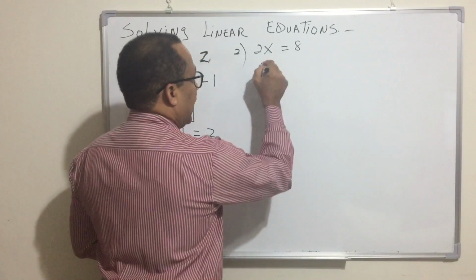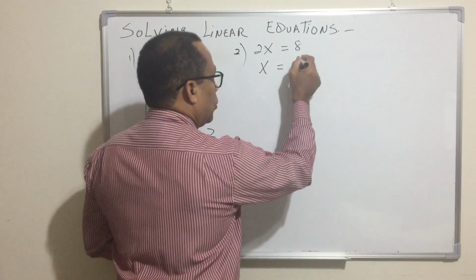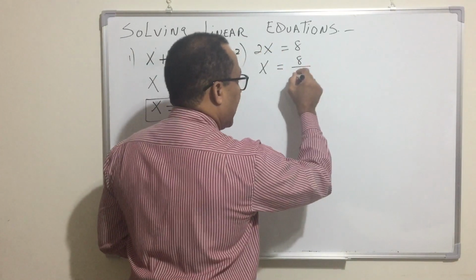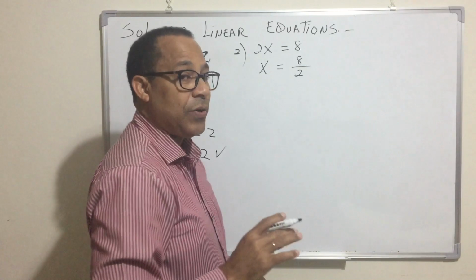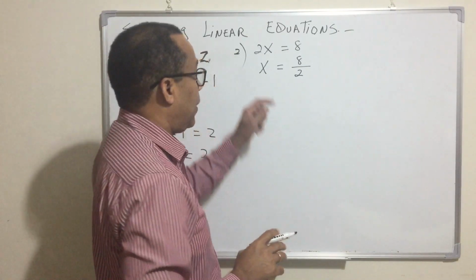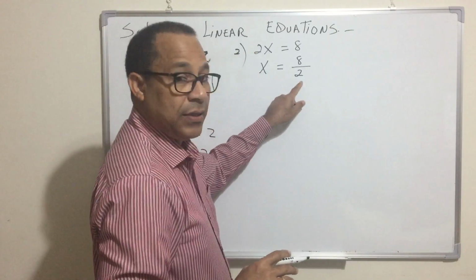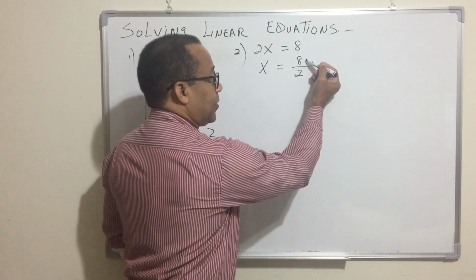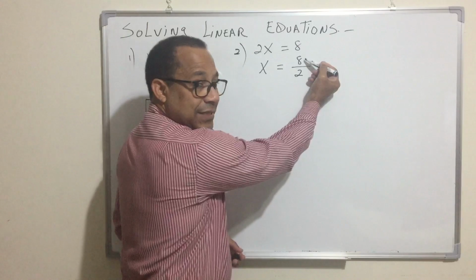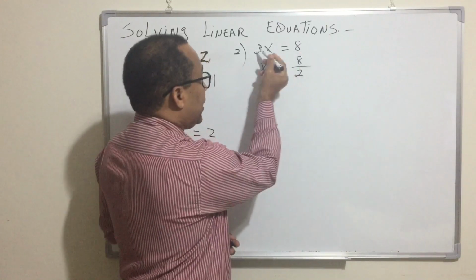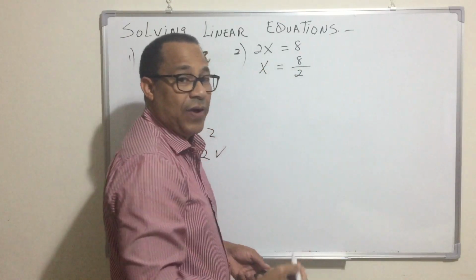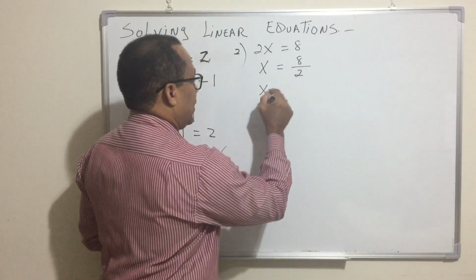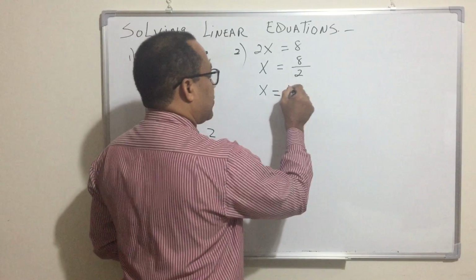So we say x equals, you copy the 8, and then you bring down the 2 dividing. It is very important to understand this. When the 2 goes dividing, it is in the denominator, not the numerator. The 8 stands because it is the numerator, and the number 2 comes dividing. Dividing means the denominator. x equals 8 divided by 2 is 4.